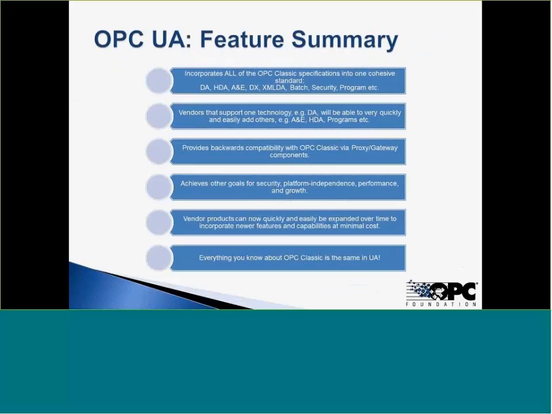So if you think of OPC UA and what we're doing and the feature summary of it, essentially OPC UA incorporates all the OPC Classic specification into one standard. So we've taken all the feature functionality and the information of data access, alarms and events, historical data access, the capability of doing programming, and we have a single set of services in UA, and then we have the building blocks of the other data for the classic OPC architecture.